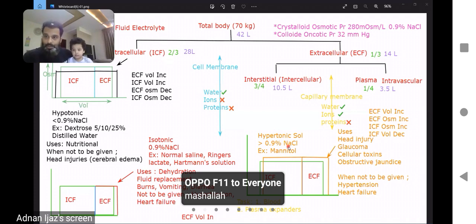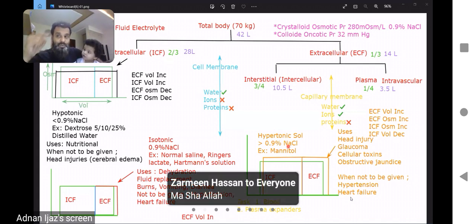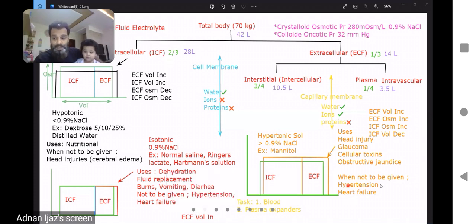Okay, now what happens is we are just washing the fluid from the cells, moving it into the blood, and that extra fluid will be leaving the body through the urine. And now when should we not give it? We should not give it in hypertension and heart failure, because ultimately the water is lost, but first the blood volume increases. If the patient has hypertension, the blood volume will increase drastically. It can lead to anything abnormal. The heart can fail even worse.